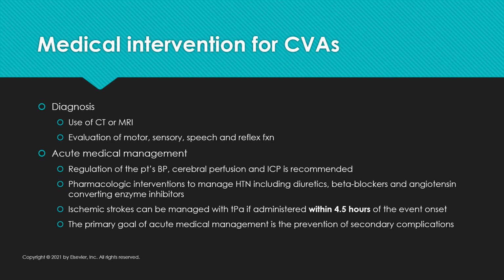Ischemic strokes can be managed with TPA if administered within 4.5 hours of the onset. So if it's an ischemic stroke, then they can determine that from the CT or MRI, and they know the time since last normal, and that time has been within 4.5 hours. It is safe to administer TPA to break up the clot. If it is outside of that 4.5 hour window, the risk of hemorrhage increases, and so it becomes unsafe to administer.